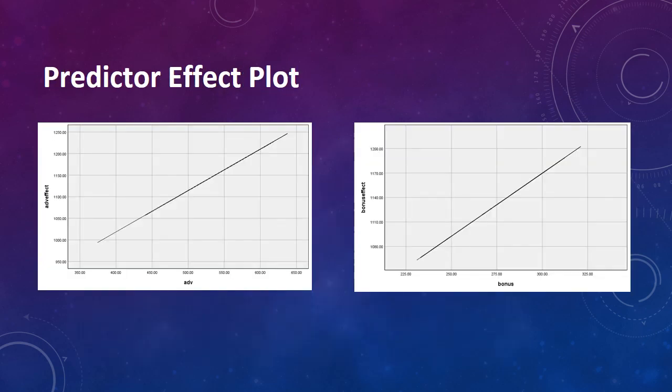Here is the predictor effect plot. This plot shows how the sales value changes as we change each individual independent variable.